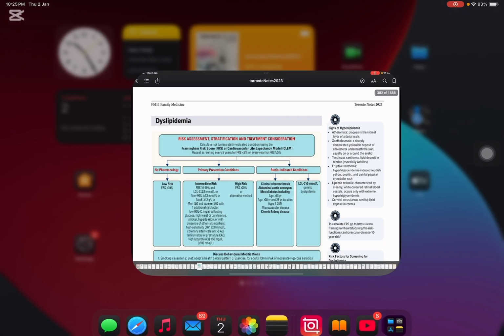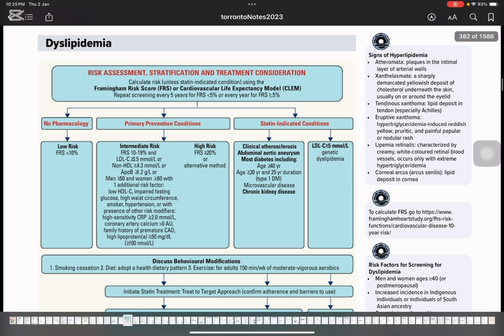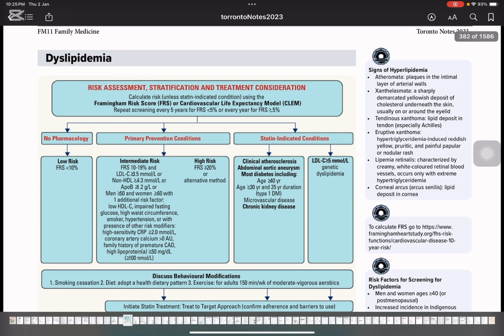Okay, so let's get into Toronto Notes. In Toronto Notes, the first part of dyslipidemia is in family medicine. So let's start from there. On the right side, there's a box which shows signs of hyperlipidemia. Xanthelasma is a sharply demarcated yellowish deposition underneath the skin, usually around the eyelid.